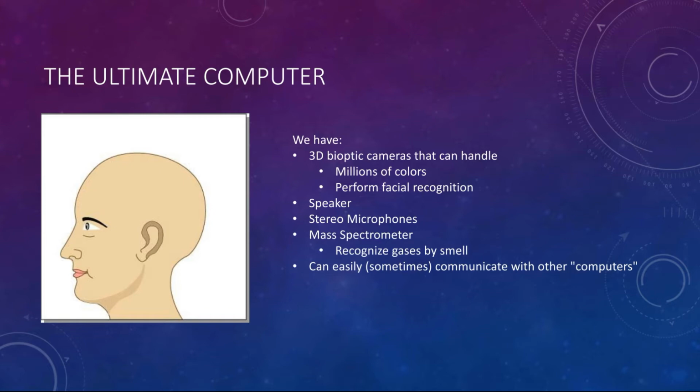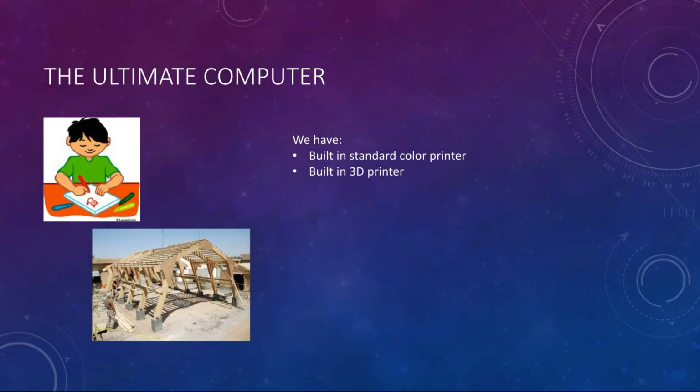It has speakers. It has a stereo microphone. It has a mass spectrometer that can recognize gases by smell. It can easily, sometimes, communicate with other computers. It has a built-in standard color printer, and it can print in 3D.